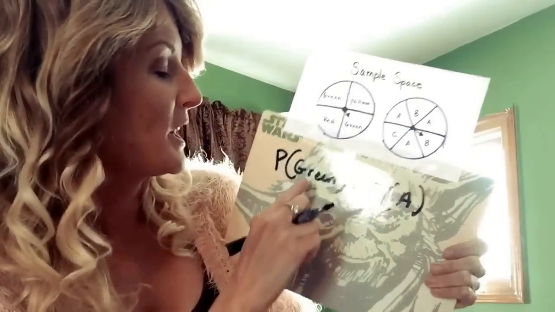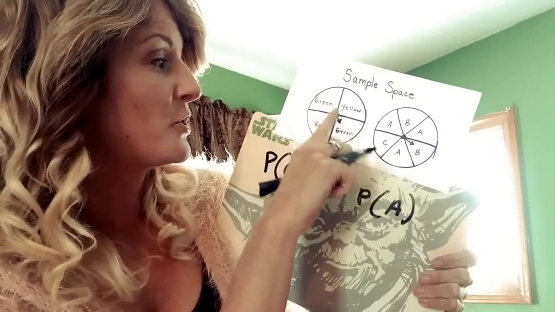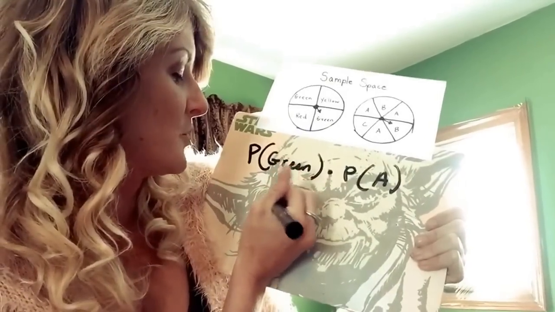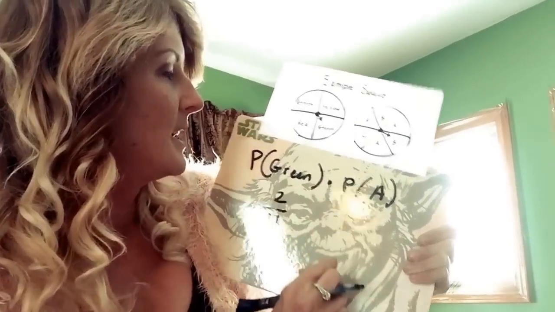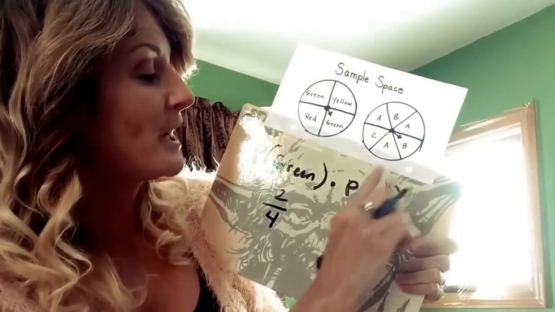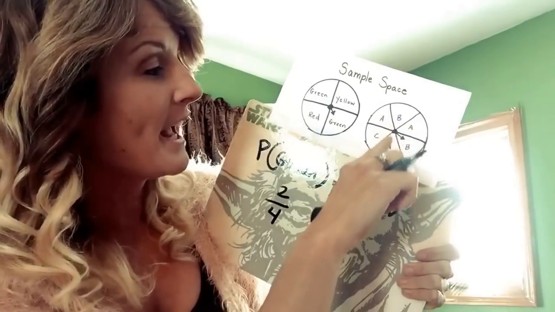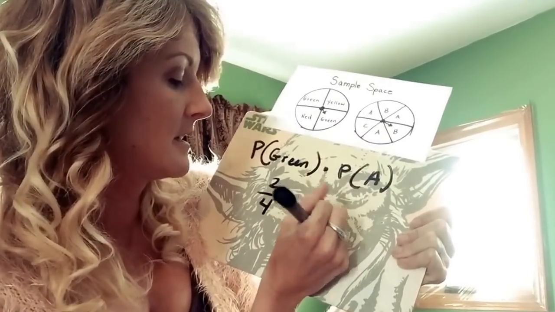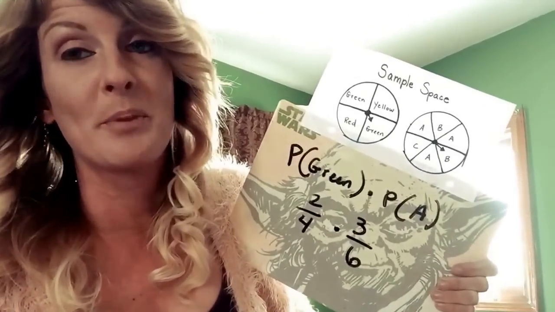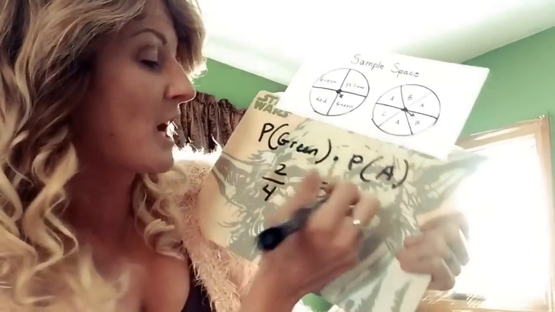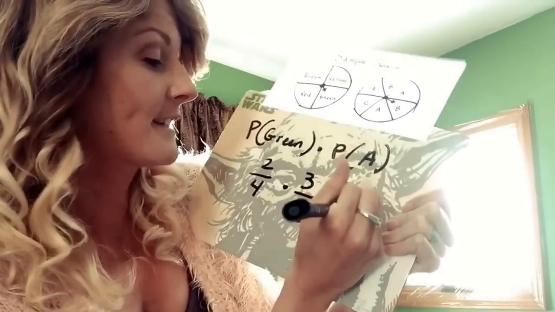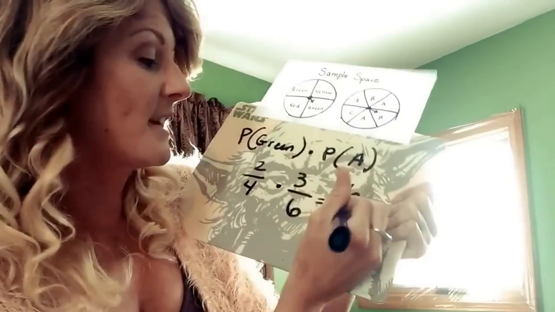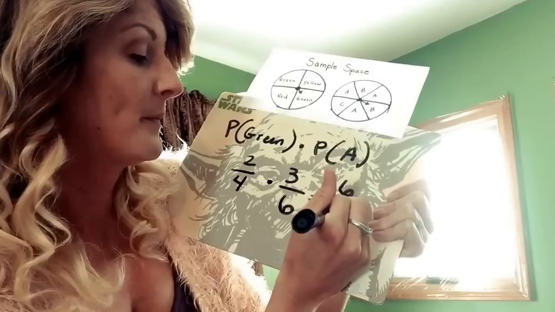and the probability that we're going to land on an A. As I stated earlier, there's 2 greens out of 4 wedges, so we have 2 over 4 for the probability there. And then over here, for the probability of A, we have 3 A's out of 6 wedges. So we're going to go ahead and multiply this together. 2 times 3 gives us 6. 4 times 6 gives us 24.